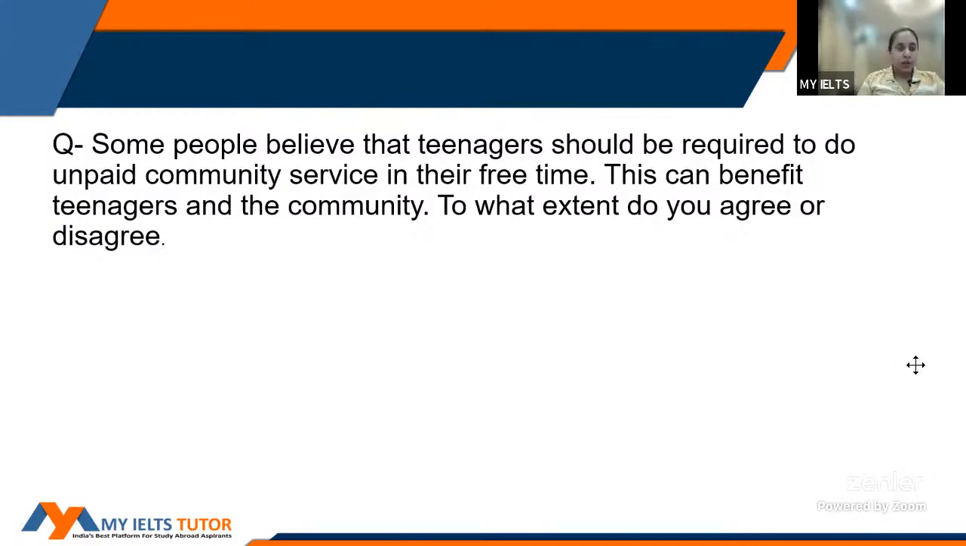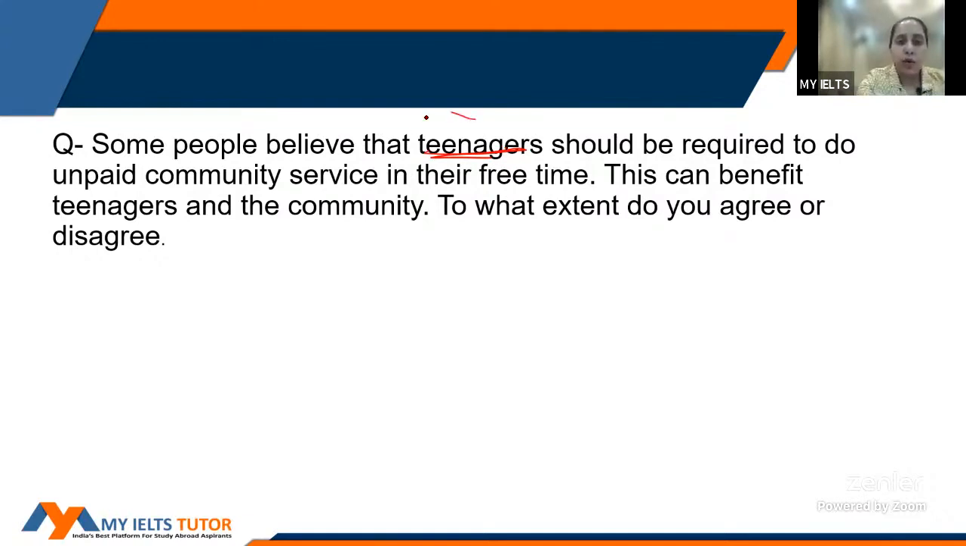We'll try doing it. Okay. Some people believe that teenagers should be required to do unpaid community service in their free time. This can benefit teenagers and the community. To what extent do you agree or disagree? So they're talking about, some people believe that teenagers should be required to do unpaid community service in their free time, right? This can benefit teenagers and the community.